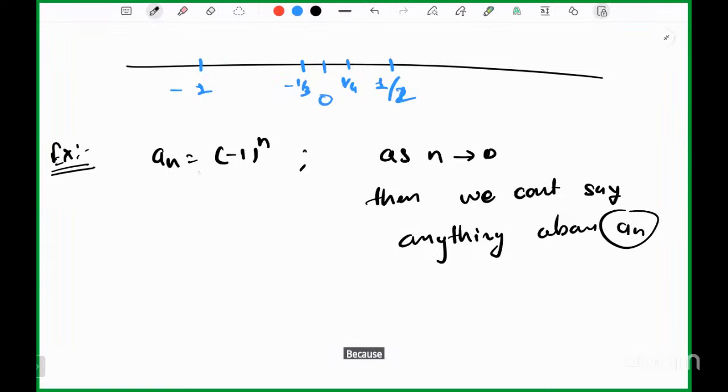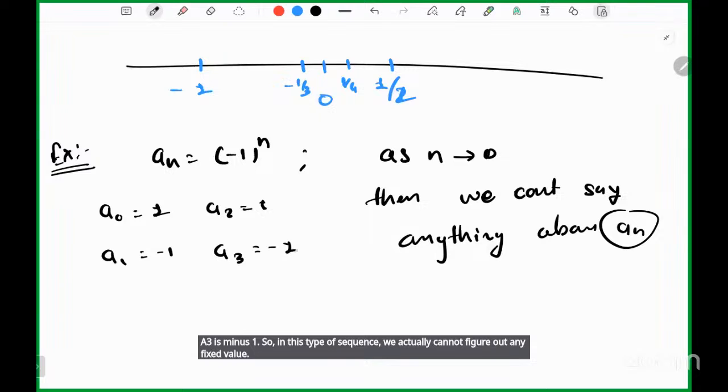Because here, what is the sequence? a_0 is 1, since minus 1 to the power 0 is 1. So a_0 is 1, a_1 is minus 1, a_2 is 1, a_3 is minus 1. So in this type of sequence, we cannot figure out any fixed value. Where does it go? Yes, Varun.